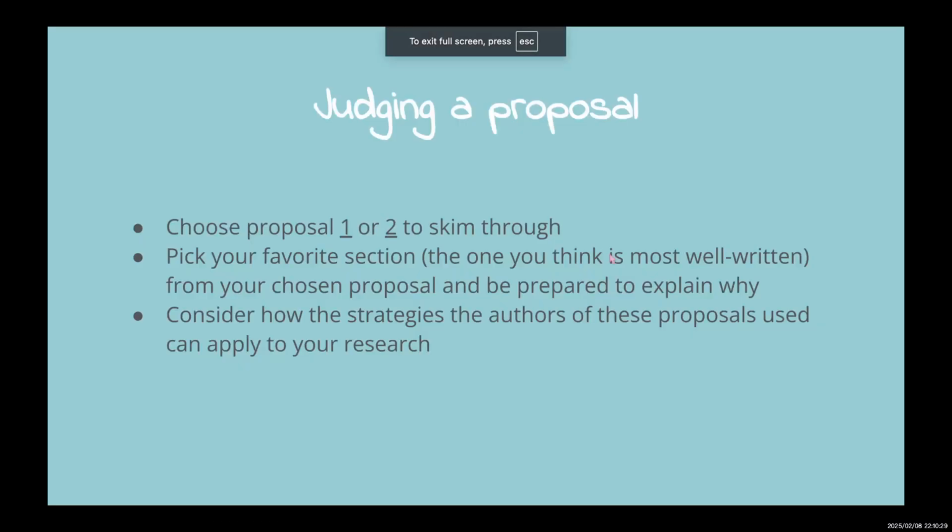So what you're going to do is choose one proposal. And if you think neither of these interest you enough, you can find your own, but make sure that you have evidence that it was a successful proposal. So say it was accepted to some fellowship or it was given some grant, make sure that it's something that worked. So pick a proposal, and then in that proposal, pick the favorite section, which is the one you think is the most well-written. Also keep in mind that the sections might not be named exactly as we talked about them. There may not be a budget and time frame section, but you should be able to correspond each of the sections to something that we talked about. So pick your favorite section from your chosen proposal, read through it and think about why you think it's a well-written section, and what you can really learn from it. Consider the strategies that they used in this proposal that you can steal and apply to your research.